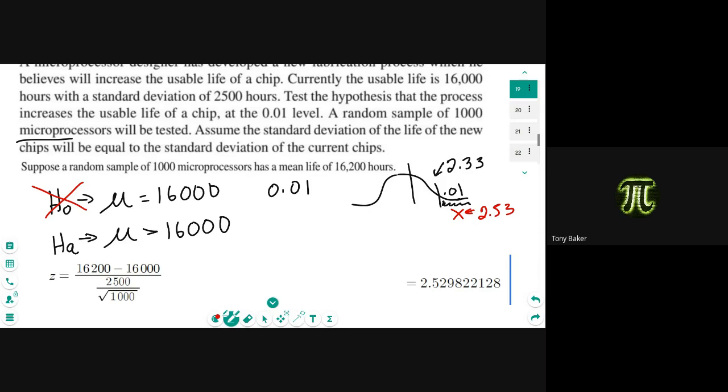And then that was the mean. If that's the new mean, that means that the 16,000 is inaccurate. So that's why we're rejecting the null hypothesis. So the life of the new chips is greater than the mean of 16,000 hours. I can't say it equals 16,200. I can't say it equals anything. All I know is that it is going to be greater than 16,000.